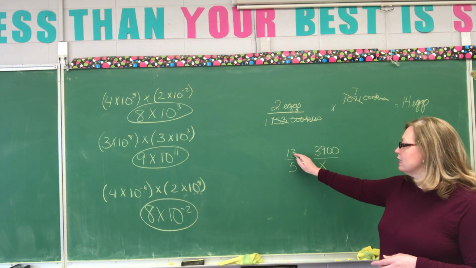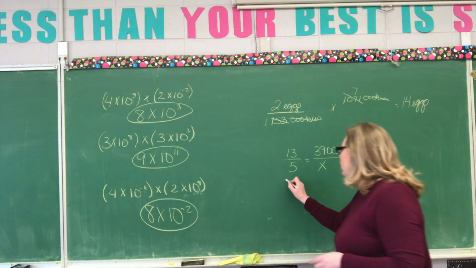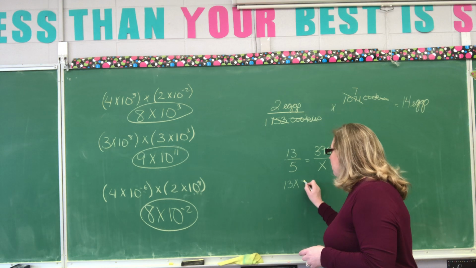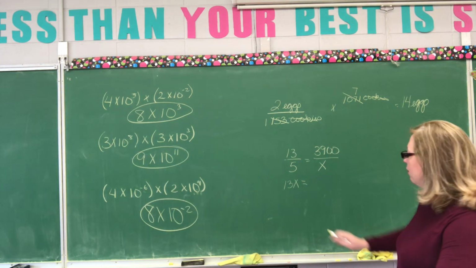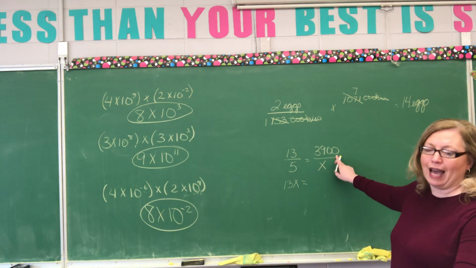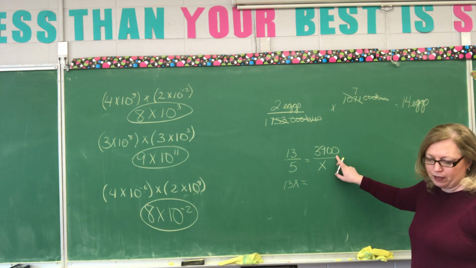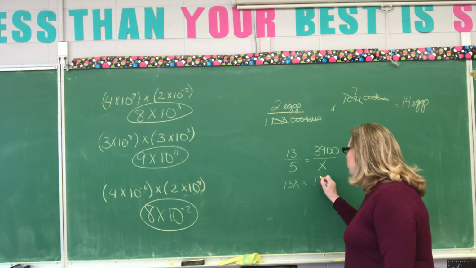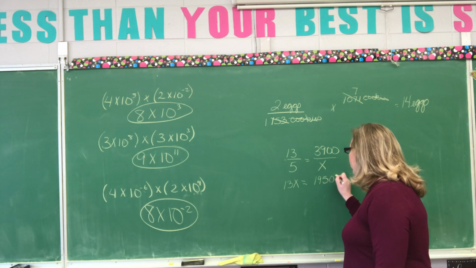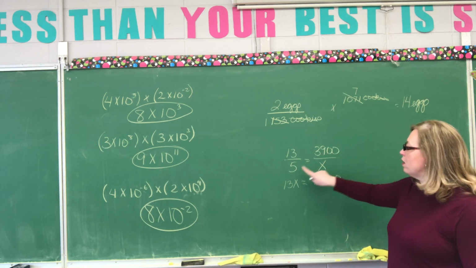Now I'm going to say 13 times X is 13X. And then I'm going to say 5 times 3,900 is 19,500. Okay, all I said was 5 times 0 is 0.